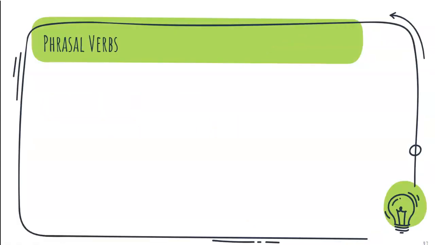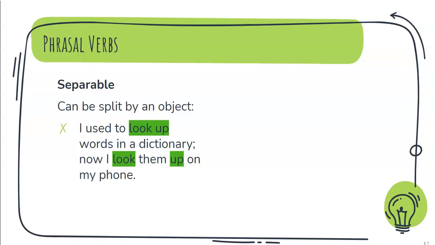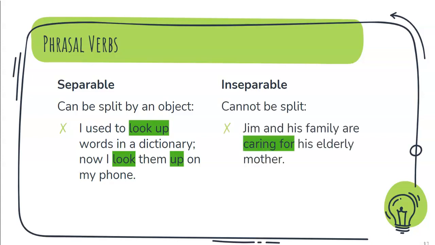Phrasal verbs can be divided into two categories, separable and inseparable. With separable verbs, the parts can be split by an object. "I used to look up words in a dictionary. Now I look them up on my phone." That includes look up both ways. An inseparable phrasal can't be split, such as "Jim and his family are caring for his elderly mother."